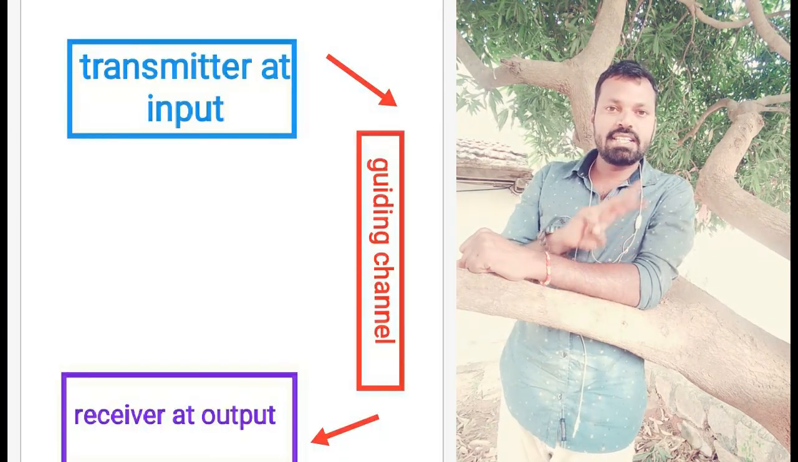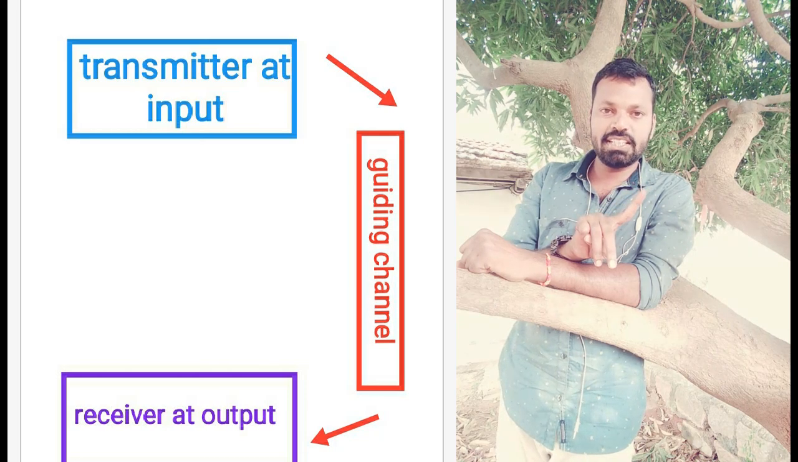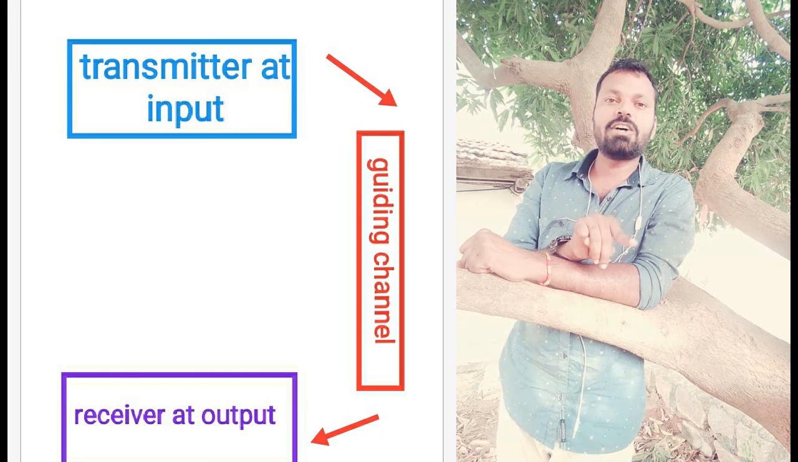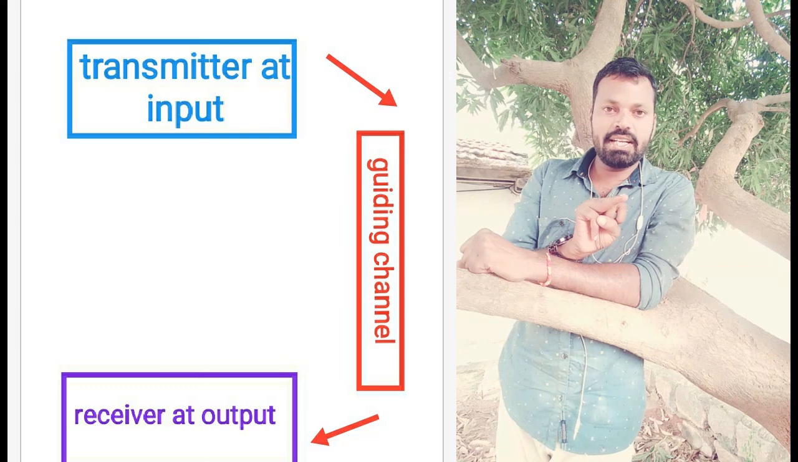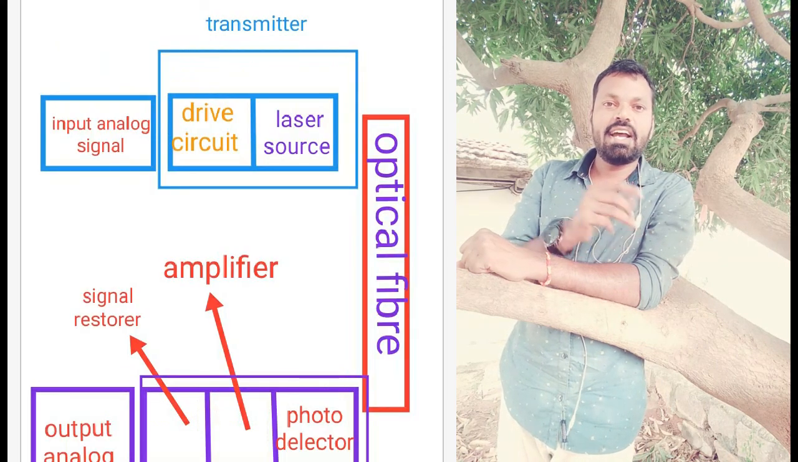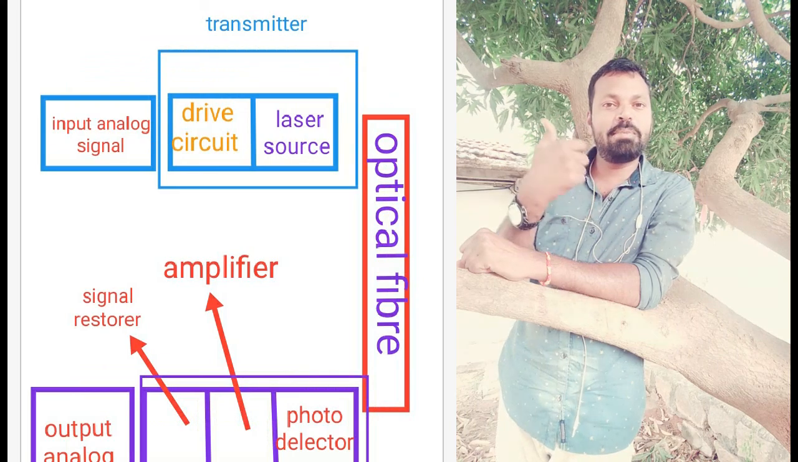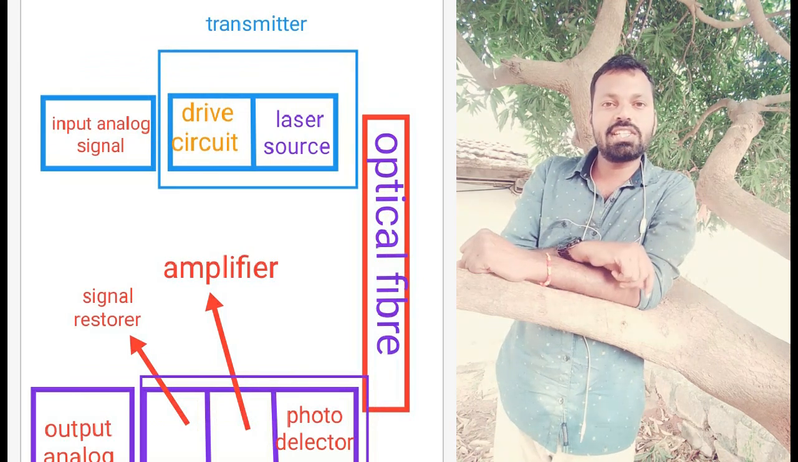Basically, a communication system contains three basic parts. First one is the transmitter, second one is the communicating channel or guiding channel, third one is the receiver. If you go in detail, the input side is the transmitter, the output side is the receiver, and communication between input and output is done by the communicating channel.